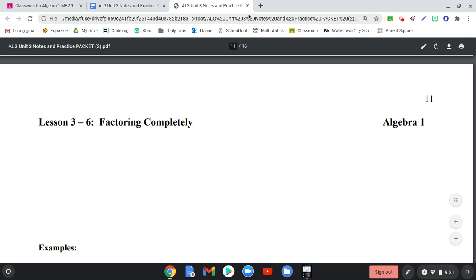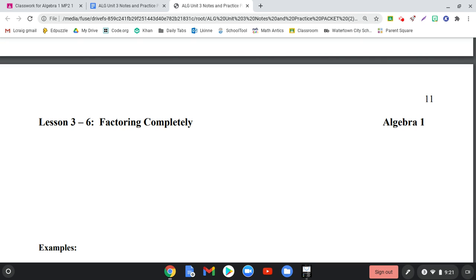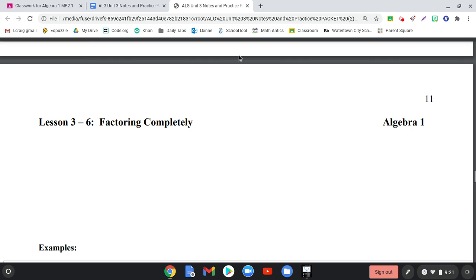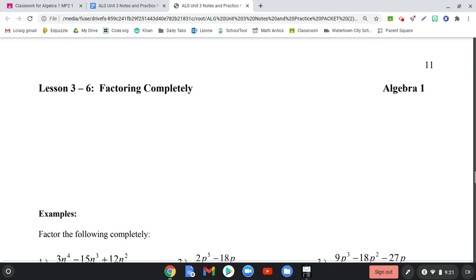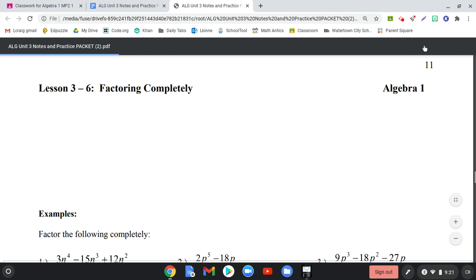Hey everybody, welcome back. This is going to be our last section that we're going to cover with factoring. I know there's more in the packet, but I got a little carried away, I guess. So this is lesson 3-6. It's page 11 in your packet. All right, give me just a second here.